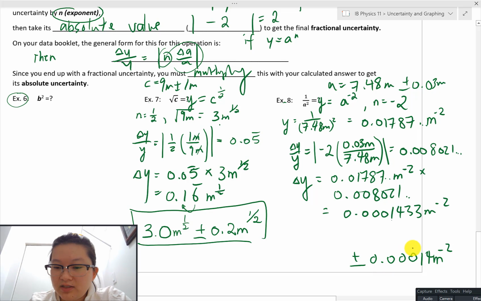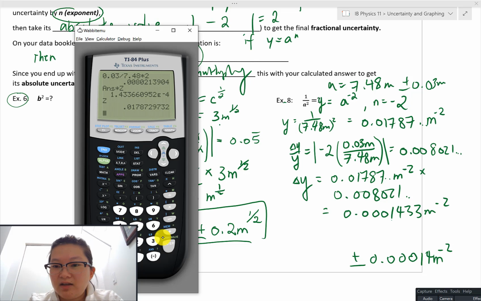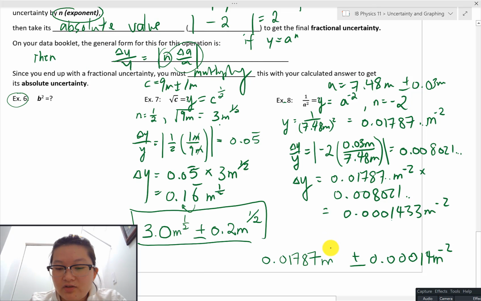this is my tens, hundreds, thousands, ten thousands, 100,000s place. Okay, 1, 2, 3, 4, 5. Ooh, that means I need to check my sig figs. So that number is 17872. So the 2 doesn't round the 7 up. I'm going to be left with 0.01787. And the units are going to be meters to the negative 2.